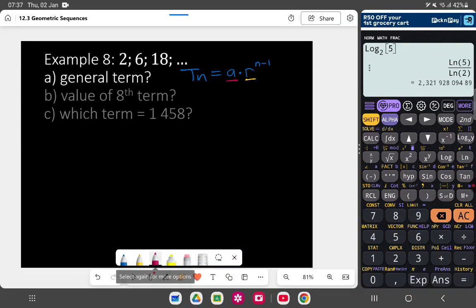So the first thing I want to know is, what is the value of A? A is equal to 2, right? So I can write that down. A equals 2, that is term 1, and that's A. I'm happy with that. Let's solve for R.